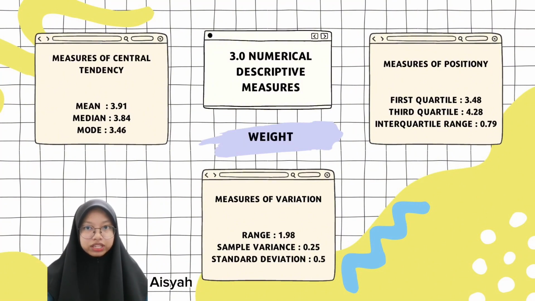Lastly is the weight. Measure of central tendency: mean 3.91, median 3.84, and the mode 3.46. Measure of position: first quartile 3.48, third quartile 4.28, interquartile range 0.79. Measure of variation: range 1.98, sample variance 0.25, and the standard deviation 0.5.